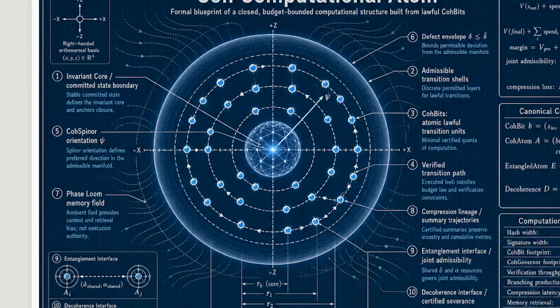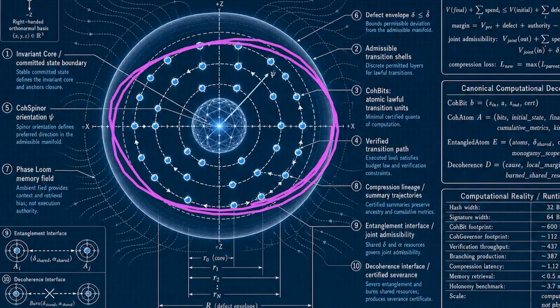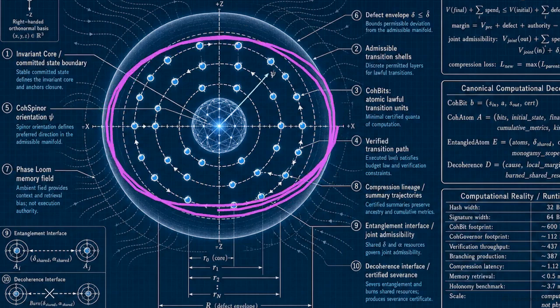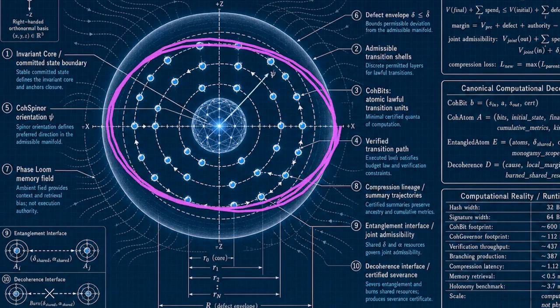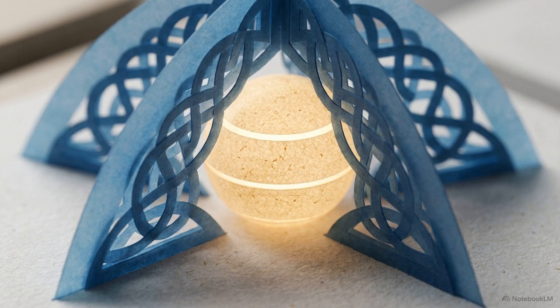This is the blueprint for a CohAtom. In the center, you can see a permanent rule set, the glowing sphere that anchors everything. Surrounding it are bands of allowed action, like glowing rings, defining exactly how far the atom can move. Because the atom follows these strict layers, it survives the chaos that crashes normal computers. The architecture ensures that no action can happen without a verification check that is as solid as a mathematical proof.